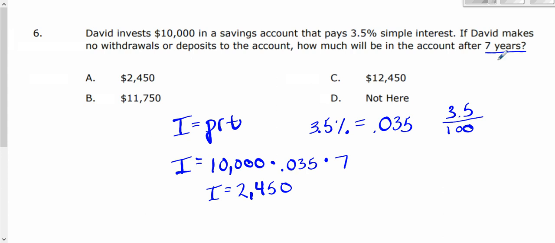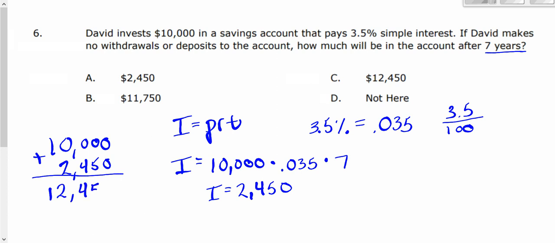but it wants to know how much I'm going to have after 7 years, like how much will I have total. So I had 10,000, or David had 10,000, and he earned an interest of 2,450. So we're going to add these. And this gets me the total in my account, 12,450.